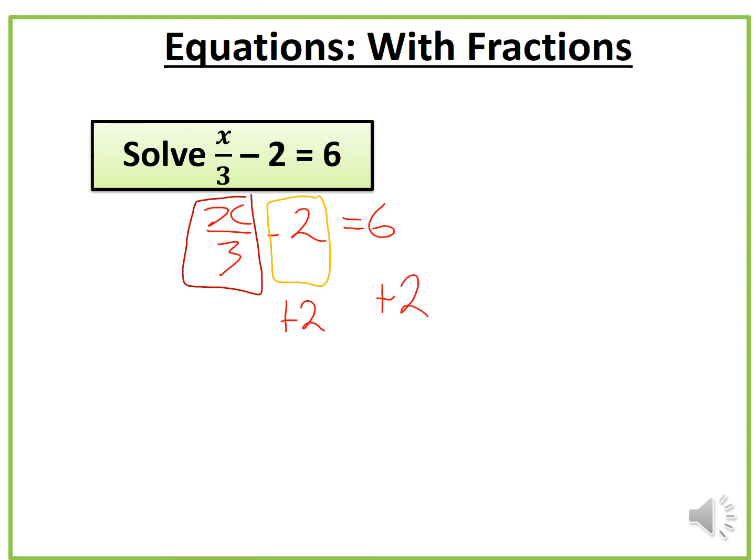So negative 2 add 2 will give me 0, so that will leave me with x divided by 3. Now 6 add 2 will give me 8, so that is our first step. First step is to do the inverse of subtract 2, which is add 2 to both sides.